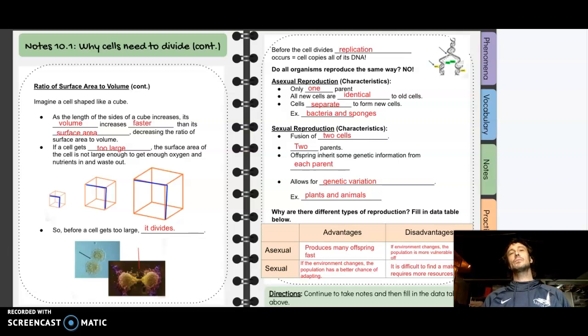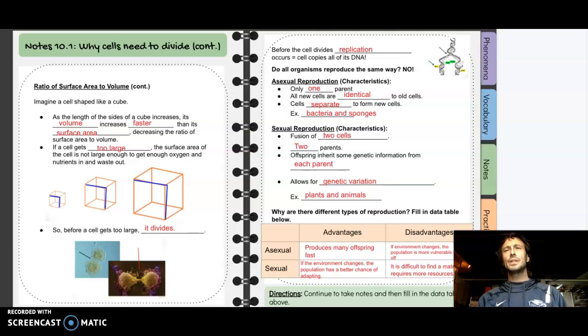Sexual reproduction, we'll get more into that later. But I think most of us recognize that in this case, you're fusing two cells together, two different pieces of genetic material together. And there's good and bad, right? That process, number one, requires two individuals. But the bonus is you get genetic variation.